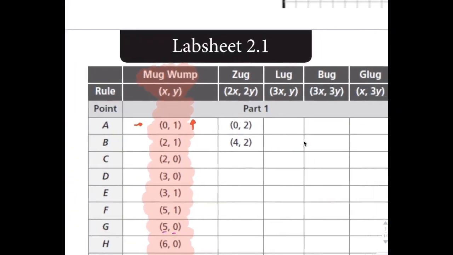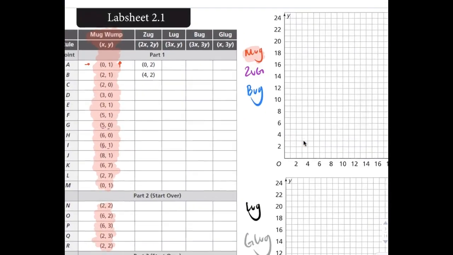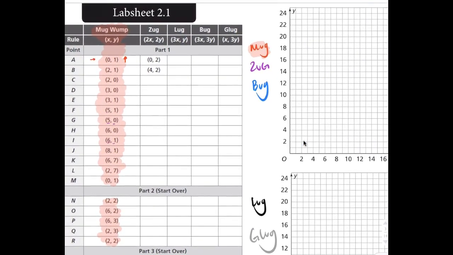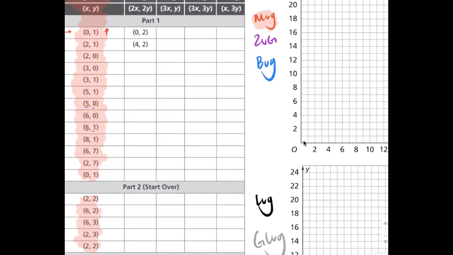That first point is 0, 1. I'm going to graph that point. I'm going to start here, go 0 spaces left and right, then go 1 space up. Done. Then I'm going to connect it to the next point: 2 spaces to the right, 1 space up. I'm going to connect it to that point. Connect these together. Then 2, 0.